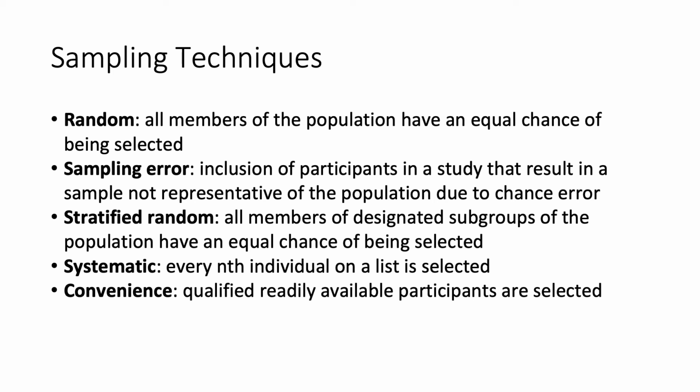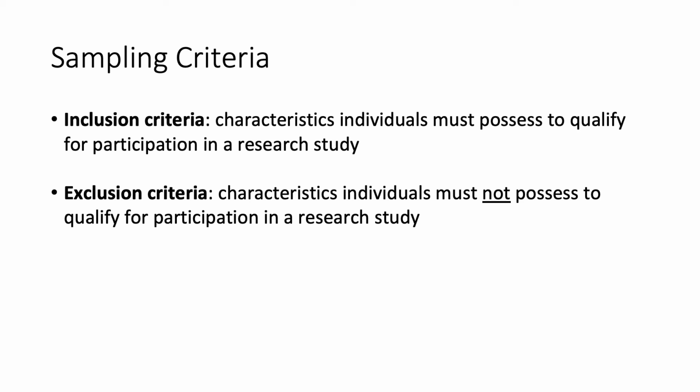The last method is convenience sampling. This is selecting qualified, readily available participants. So if you want to study energy expenditure in children in the United States, it would be impossible to get participants from all over the country for your study. So instead, you'll be looking at a more local area that is a little bit more convenient for collecting the data. A thing with convenience sampling is that you need to set inclusion criteria so that the sample may be representative of the larger population.